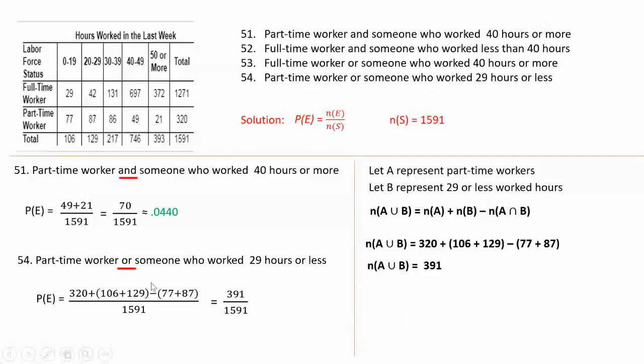Okay, and again, at times it's better to do it with a formula to make more sense. So the answer will be 391 over 1591, which would be approximately 0.2458.